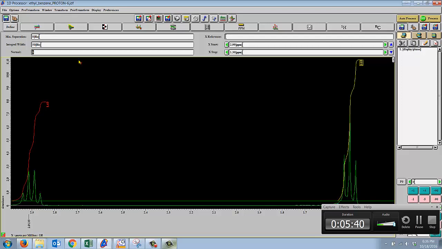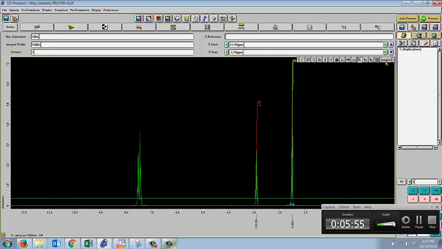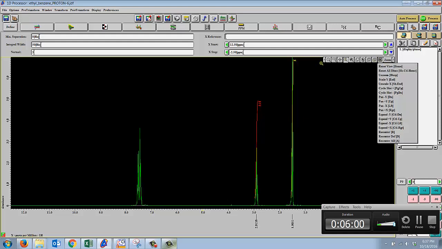So I know that this peak should be my CH3, so I'm going to change this number to 3, hit enter, and notice now this becomes 3 and this becomes basically 2, which is exactly what I expected.